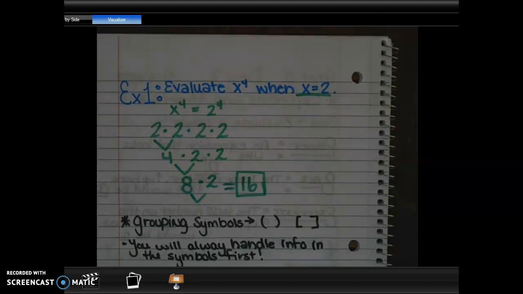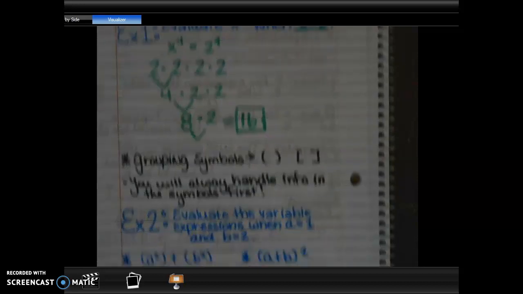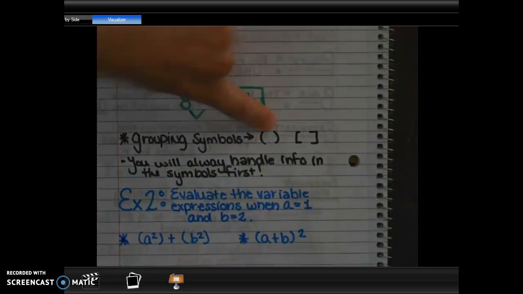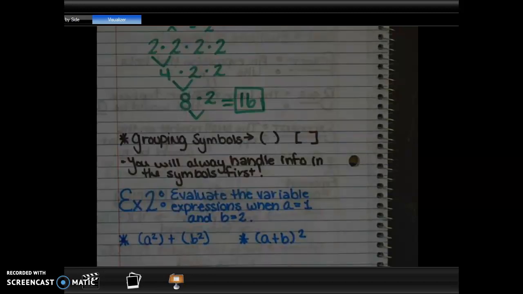All right, now, sometimes you have to deal with things called grouping symbols. So these are parentheses, and these are brackets, and they're both considered grouping symbols. That means that they are taking things, and they're like, okay, handle this first before you do anything else. That's what these symbols mean. Anytime you see parentheses or brackets, it's like, all right, take care of this part first before you do anything else.